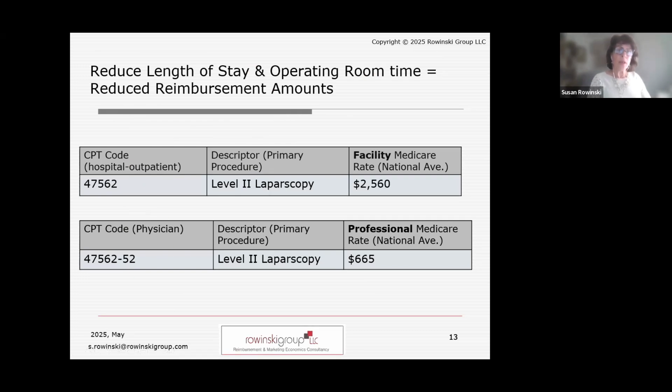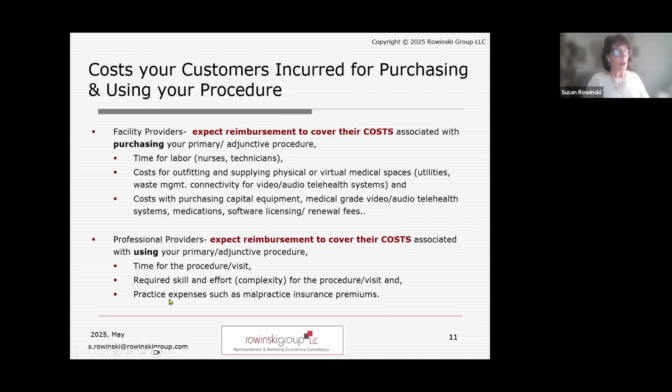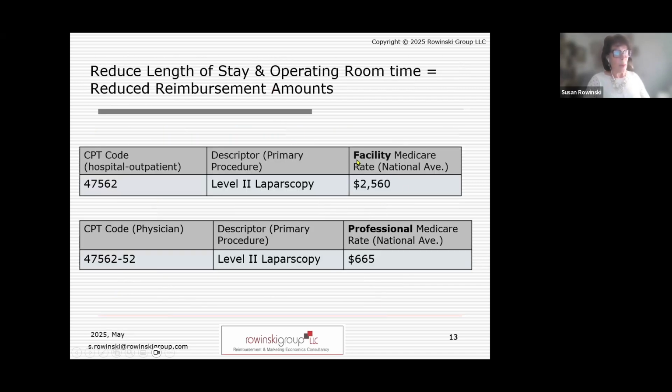Again, time is a cost, but if I'm decreasing time, I should be paid less. And that's important to understand. If I'm increasing time, it should be reimbursed more. Big picture, once again, looking at these costs and how you affect these costs will determine the amount that is ultimately paid.